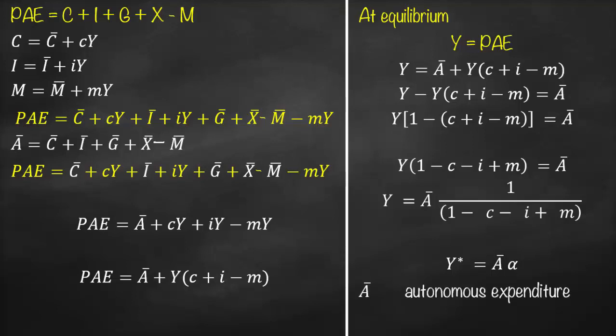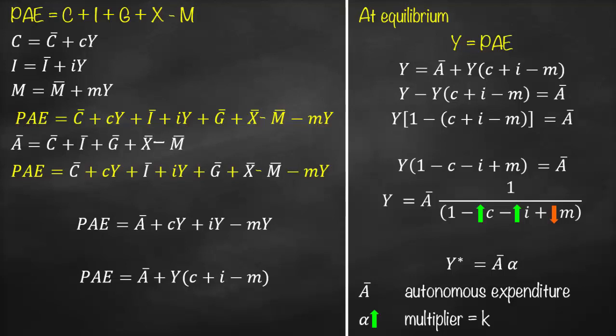So A bar is called autonomous expenditure, and the alpha is called the multiplier, which has a symbol of K. Other textbooks give it simply M. Therefore, if you look at this multiplier function here, 1 over 1 minus c minus i plus m, when will the multiplier be higher? It will be higher if our marginal propensity to consume is higher, marginal propensity to invest is higher, and marginal propensity to import is lower.